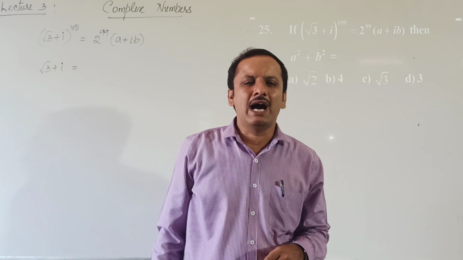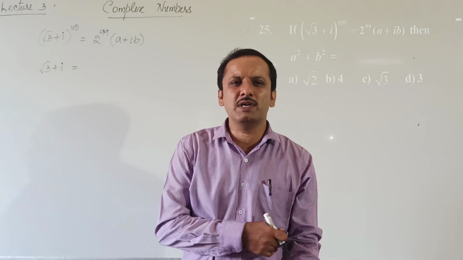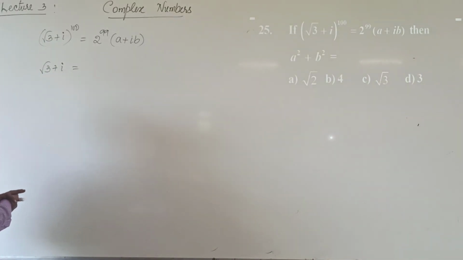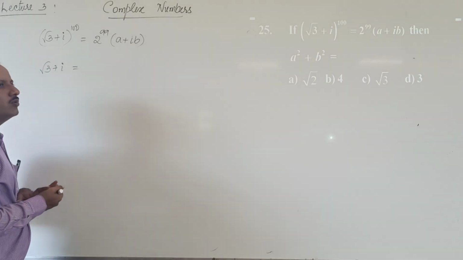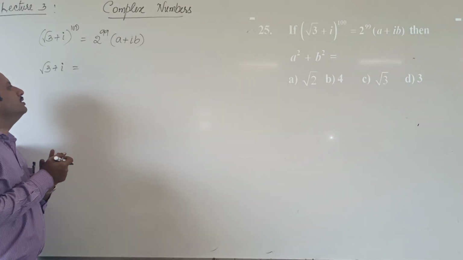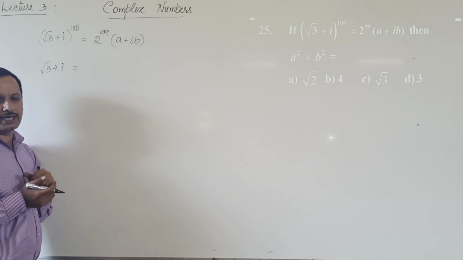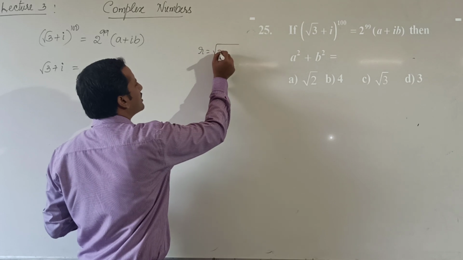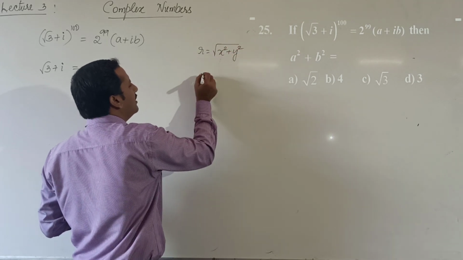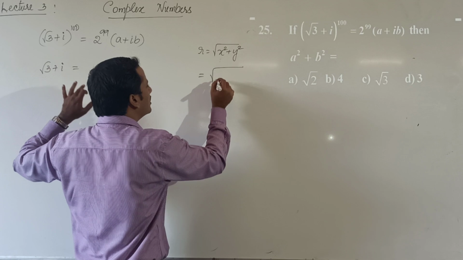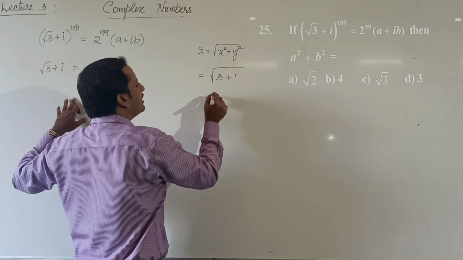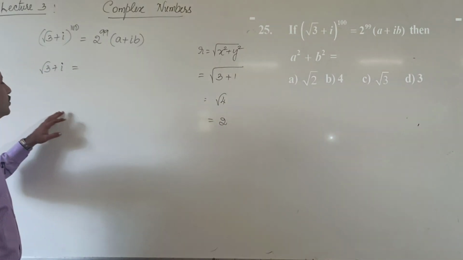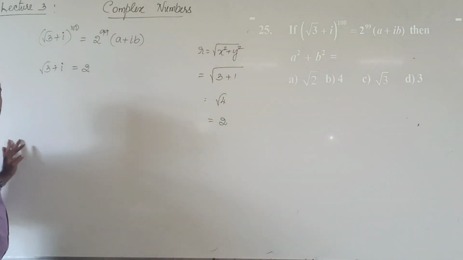What is r? r is the modulus, root of x square plus y square, and theta is the amplitude. Okay. r, root of x square plus y square. So what is x here? Root 3, and y is 1. So I want r, root of x square plus y square. That's equal to root of root 3 whole square, which is 3, plus 1 square, that is 1. Root of 3 plus 1, root 4, that's equal to 2. So modulus is 2. Okay.